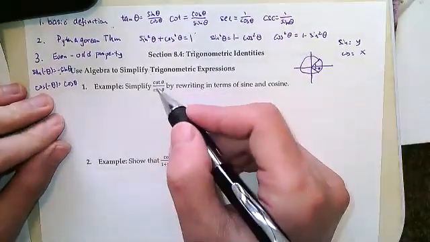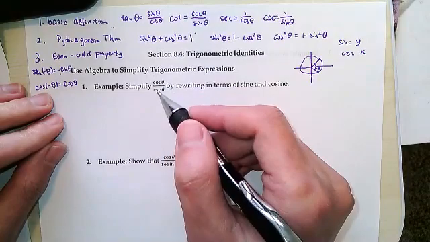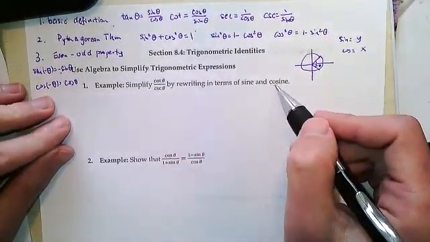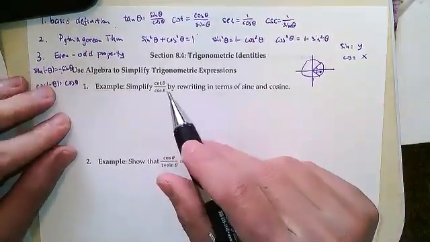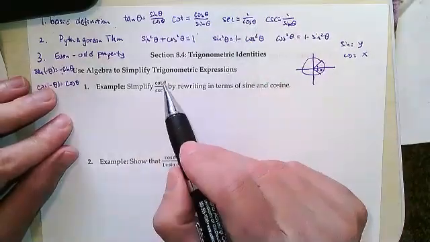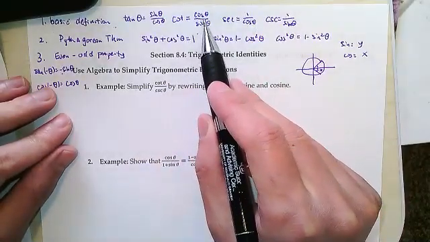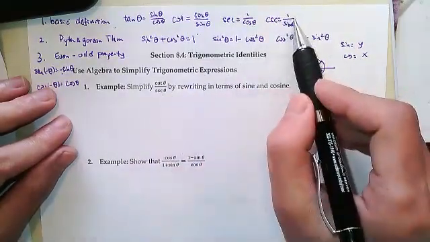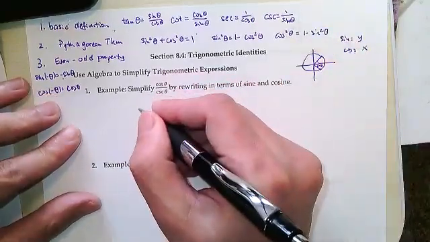So let's look at the first one. The first one is always the easiest one. Rewrite everything in terms of sine and cosine. To do this question, you just need the basic definition. What is cotangent in terms of cosine and sine? What is cosecant in terms of sine? Okay, they're all here.